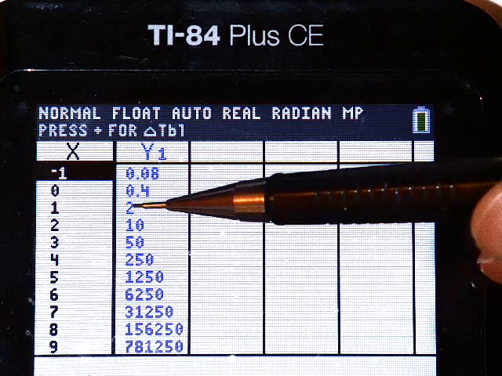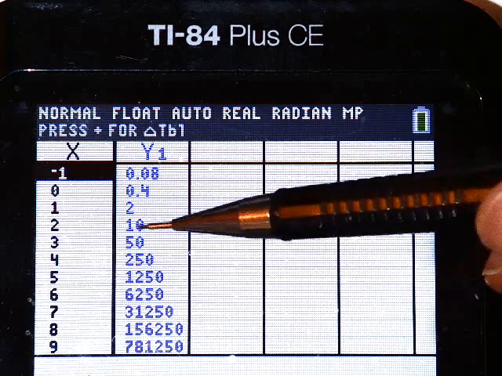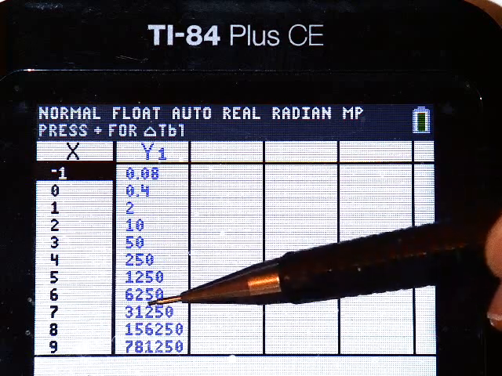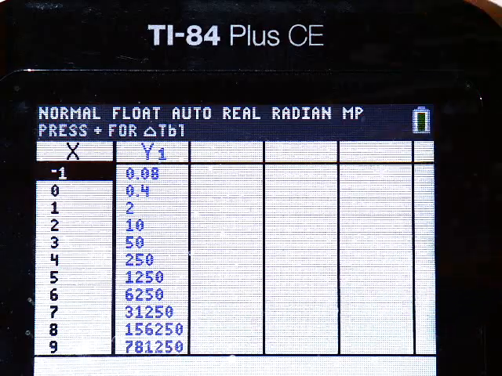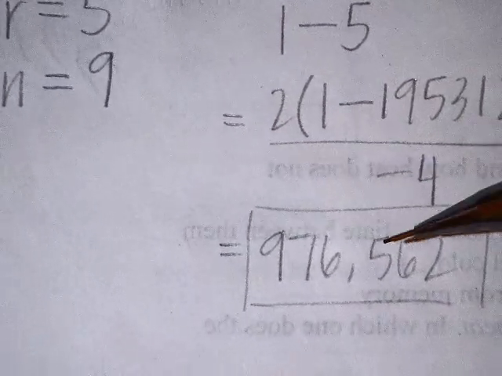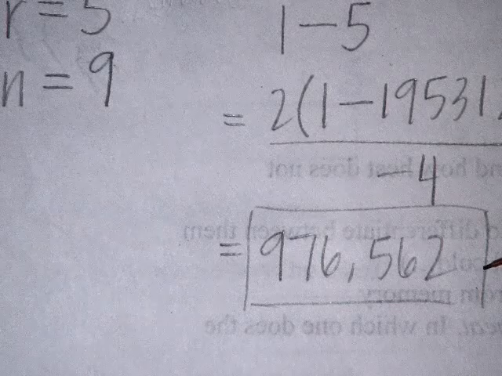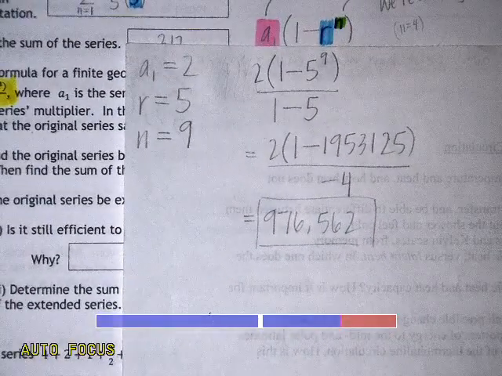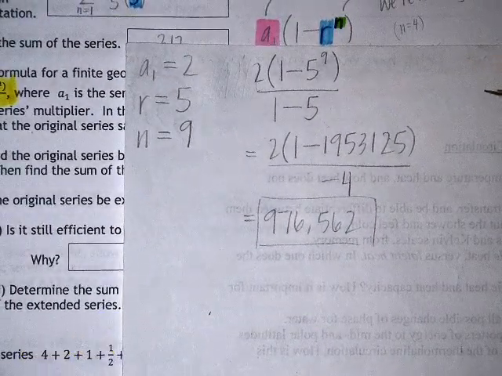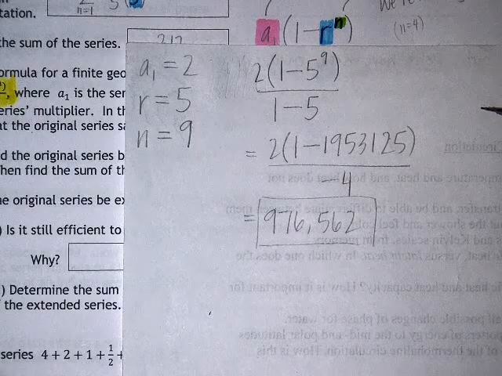If I added all of those values, 2 plus 10 plus 50 plus 250, and so on and so on, I would get 976562. Now, the question, of course, is which way is better? Which one is easier? And that's not a question I can personally answer on your behalf.